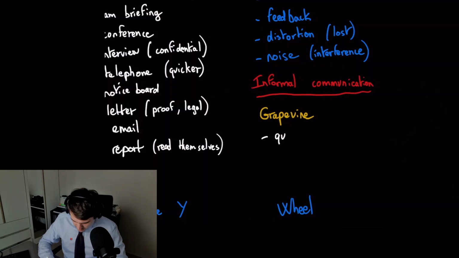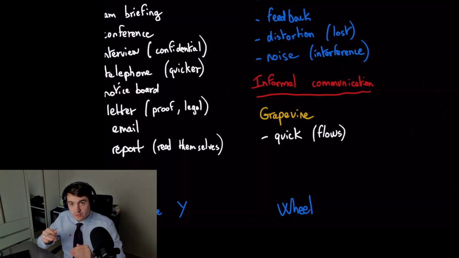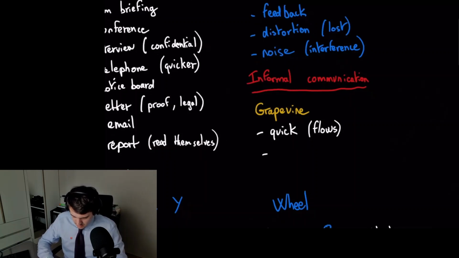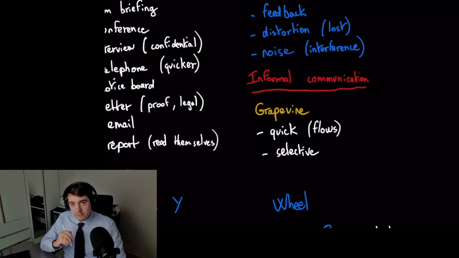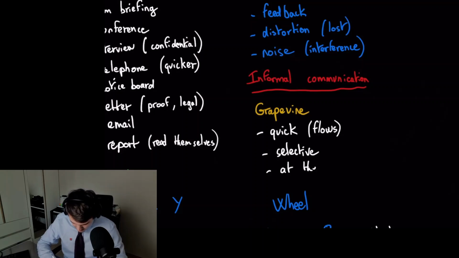It is very quick, right? The information flows quickly through friends, through rumors inside the company. It is selective. They don't talk about everything. They are very selective. They are very specific on what they want to talk about. For example, a rumor. So it's not random, and it's always at the place of work.